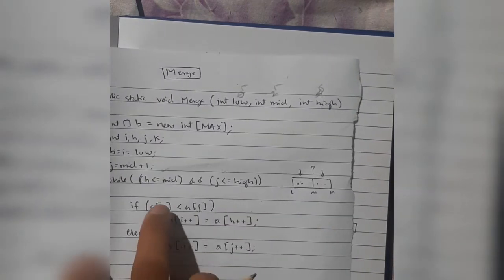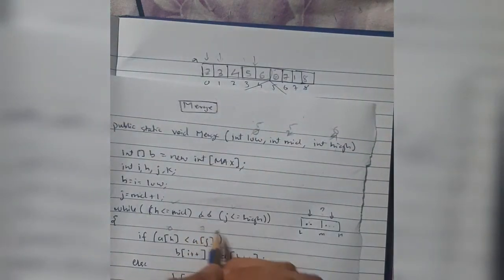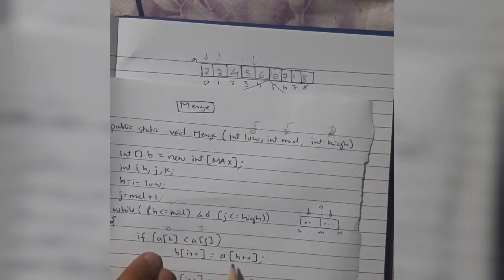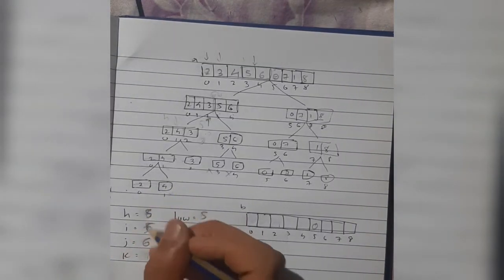Okay, see here, A of H was less than A of J. A of H was 0. It was less than A of J. A of J was 7. So when that was the case, we are writing in B of I. A of H was written in B of I, and then we incremented the values of I and H. Now I and H are 6.